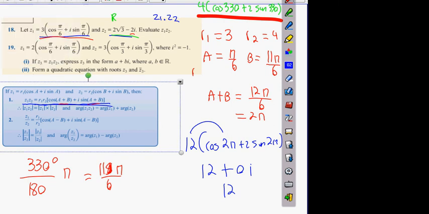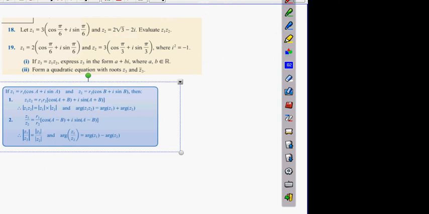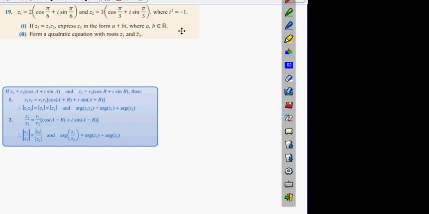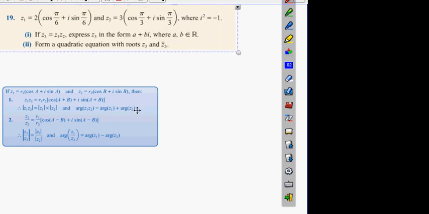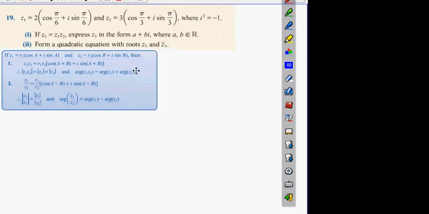Okay guys, so the next one is question 19. We can see here from question 19, what we have is z1 is 2 (cos pi over 6 plus i sin pi over 6). z2 is 3 (cos pi over 3 plus i sin pi over 3). If z3 equals z1 multiplied by z2, express z3 in the form a plus bi.